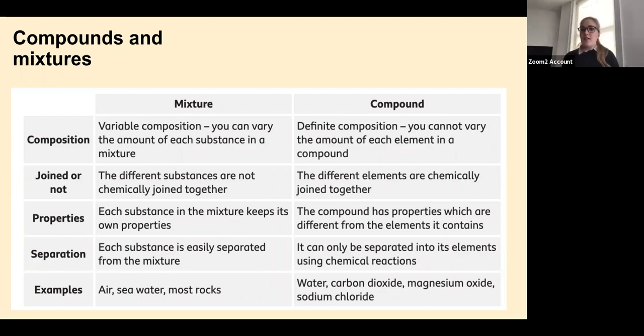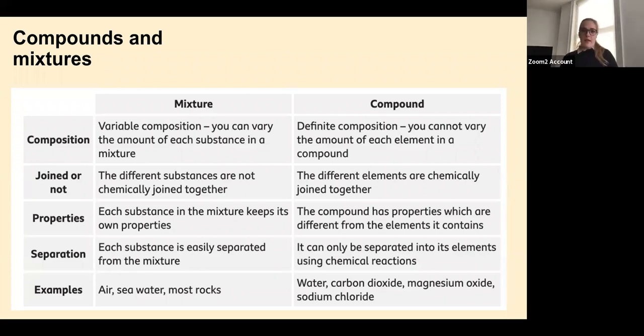And in a mixture, the properties of each of the separate components stay separate. Each substance in the mixture keeps its own properties. In a mixture of sugar and salt, the sugar isn't bonding with the salt, they're staying separate, and each keeps its own properties. Whereas a compound has properties which are different from the elements it contains. Again, let's think about water. Water is a liquid at room temperature, but the two elements that make up water, hydrogen and oxygen, are gases at room temperature. So you can see that the compound has different properties from the two elements that combine to make it.